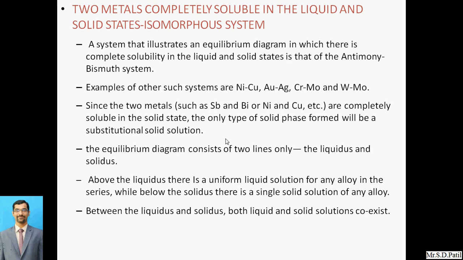Above the liquidus there is a uniform liquid solution for any alloy in the series, while below the solidus there is a single solid solution of any alloy. This is very important. Single solid solution means those two materials will not separate out in the solid state; they remain mixed. Only a single solid solution will be obtained below the solidus line. Between the liquidus and solidus, both liquid and solid solution coexist. That middle condition is what we call the equilibrium loop.